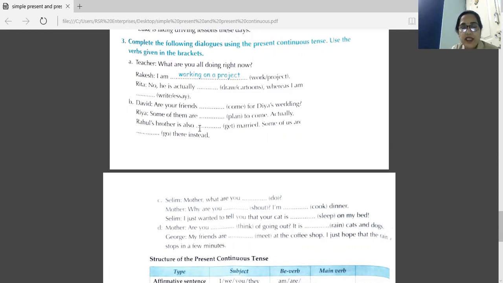Actually, Rahul's brother is also getting. "Is" is already there. So present continuous form. So getting married. Some of us are going there instead.